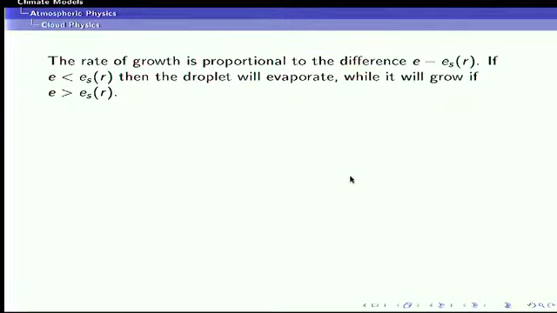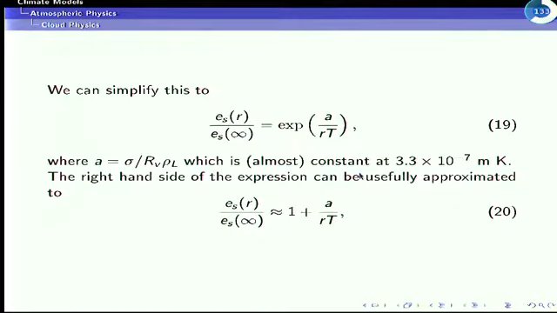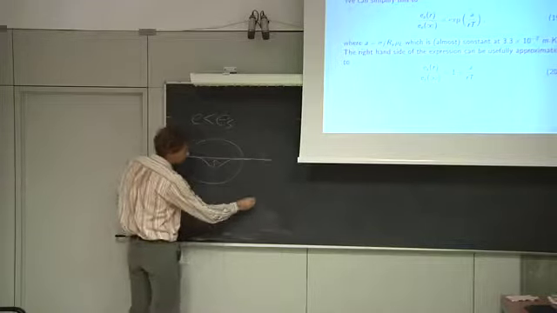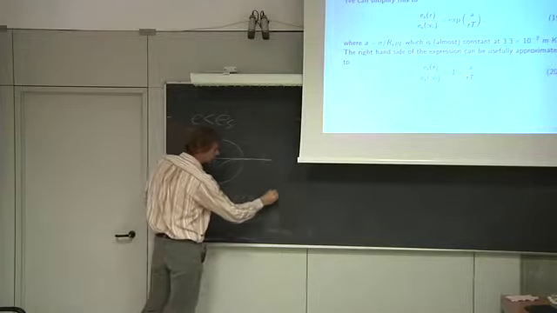So if we have a droplet in an environment that is subsaturated, and remember, subsaturated means that E is less than ES, does the droplet grow or shrink? Let's have a think for a moment. So we have a droplet in an environment, and E is less than ES of R. So it's subsaturated. Does the droplet grow, or does it shrink, or is it stable? So E is less than ES, so we have a droplet, and the vapor pressure is less than ES.